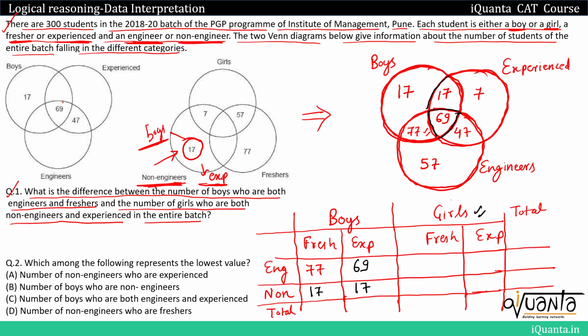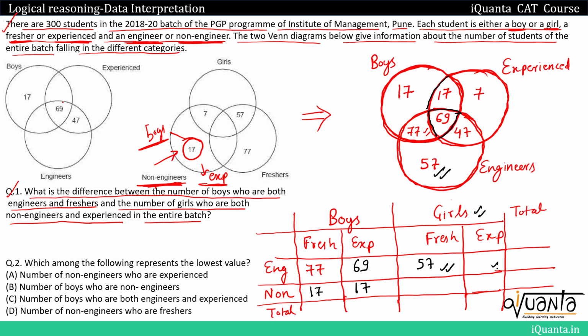Then let us come to girls. Now we are talking about this space which is representing girls, freshers and engineers. We are talking about girls, so let us come outside the set of boys. Then we are talking about freshers, so we'll come outside the set of experience. We are talking about engineers, so only one such region is here, 57, that is representing girls, freshers and engineers. So we'll write 57 over here.